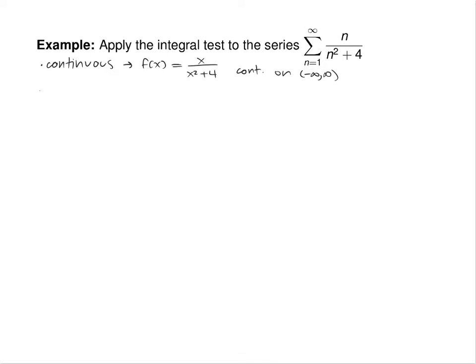Okay, check positive. f of x is bigger than 0. Is it always bigger than 0? It is if x is greater than 1, or even if x is bigger than 0, right? But x bigger than 1 is not an incorrect statement, and so you can say that as well. And it was only required that f of x be positive from 1 to infinity, right? Or eventually, even, really. And then decreasing.